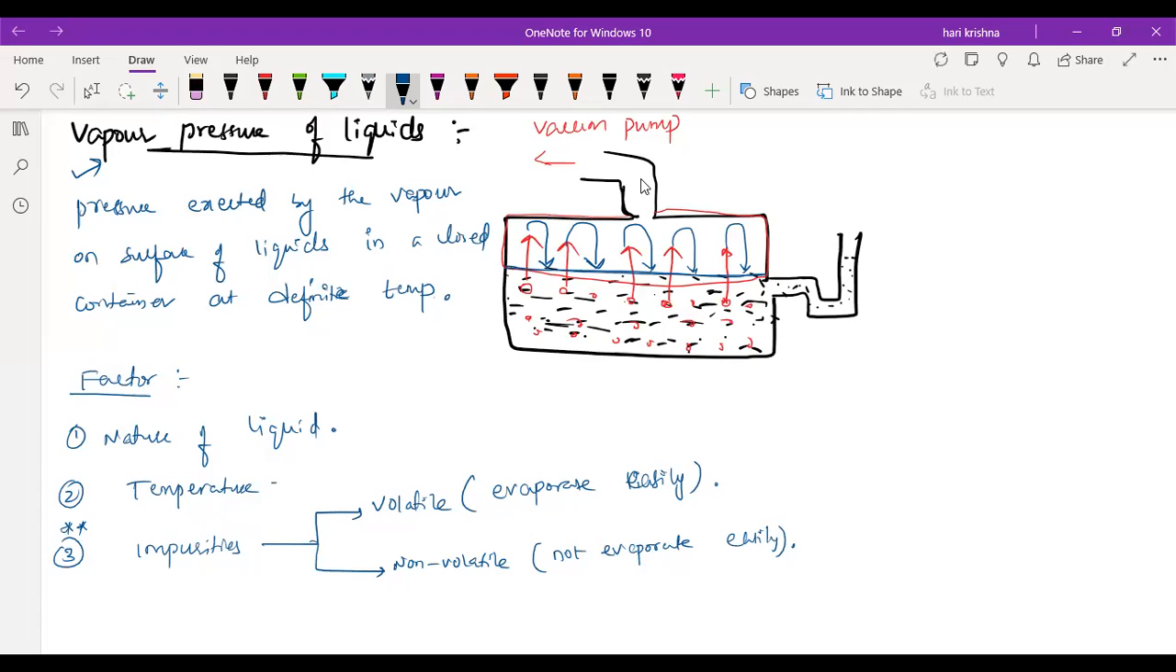Next, temperature. When you increase the temperature, what is going to happen? The kinetic energy of the particles will increase or decrease? It will increase when you increase the temperature. When you increase the temperature, the particle kinetic energy will increase so that the particles will move easily from the liquid phase to the vapor phase, right?